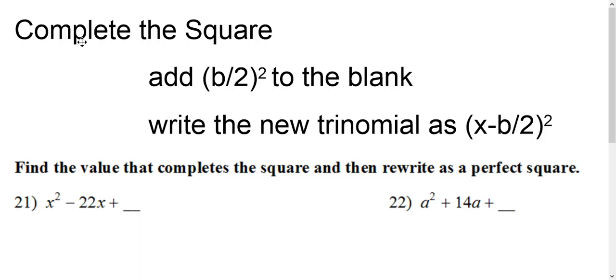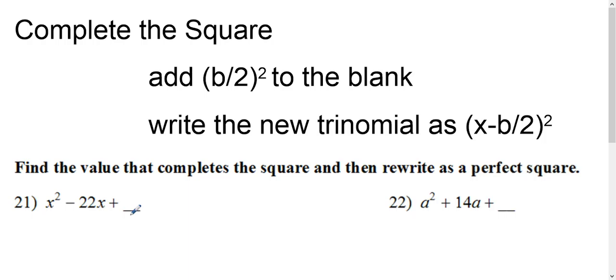To complete the square, it's a pretty simple little trick that is very useful, either for solving when you cannot factor an equation, or to convert conic sections from general form to standard form to make it easier to graph.